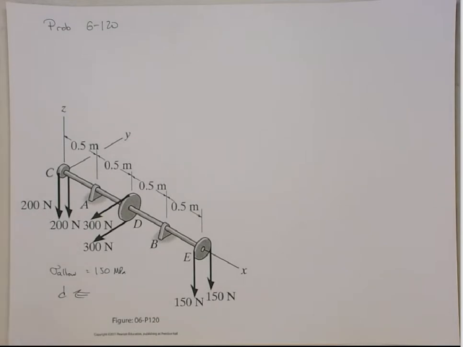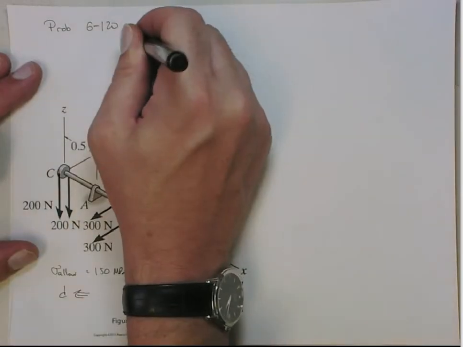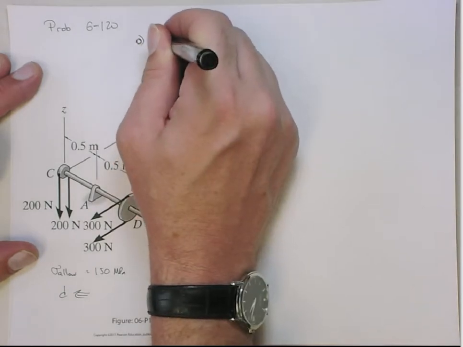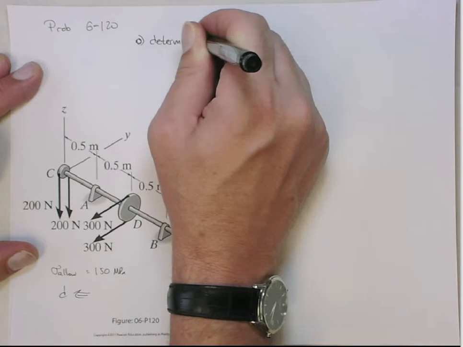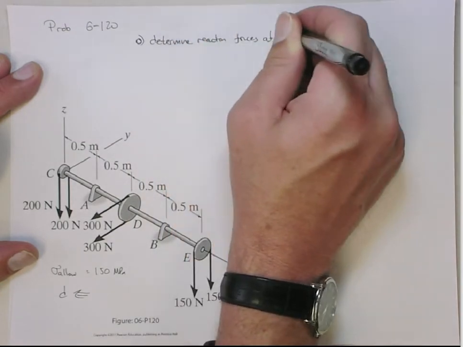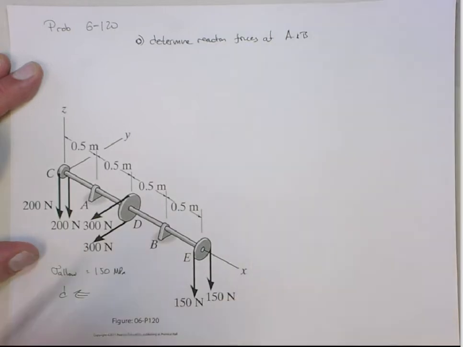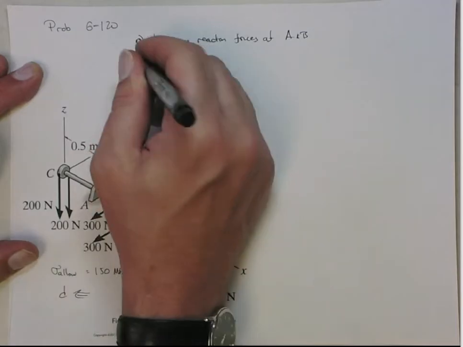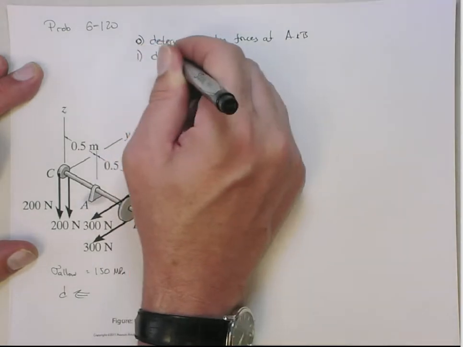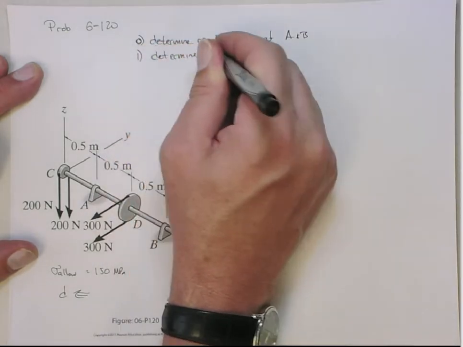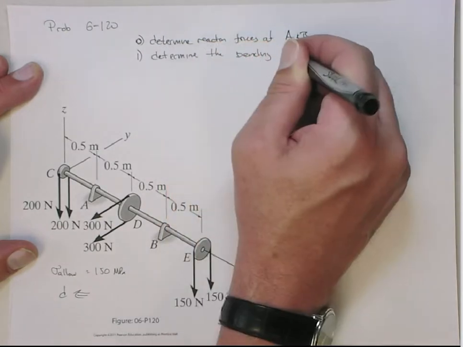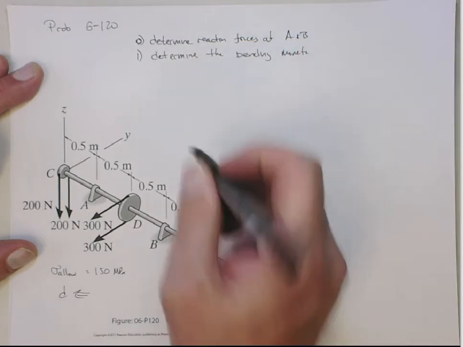So how do we go about doing this? Well, the first thing we're going to have to do is a basic statics problem. We're going to have to determine the reaction forces at A and B, because we really need those to be able to do the first step, which is to then get the bending moment diagrams.